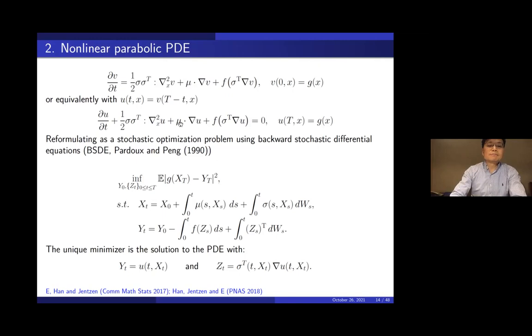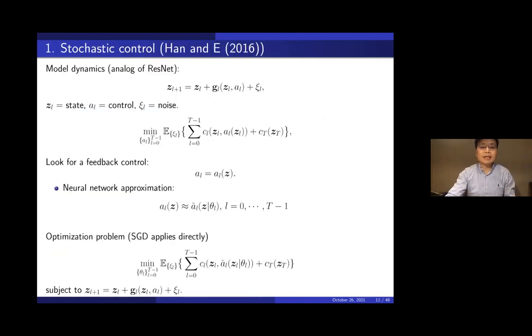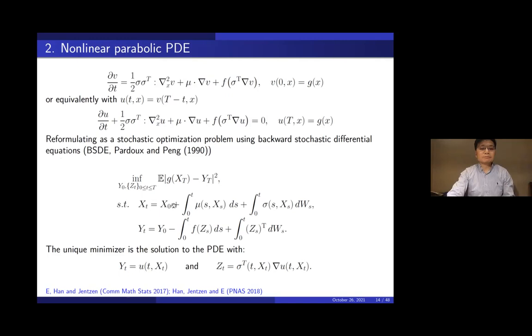Given the solution U of this PDE, the process Y is given by U evaluated at the process X. And the process X is the usual standard diffusion process. And the process Z is given by this. This guy is very much like the control. So, as I said, the PDE problem is turning into very much a stochastic control problem, minimizing some expectation subject to dynamical constraints. So we can apply the ideas in the previous slide and develop an algorithm for solving these kinds of PDEs. We call this the deep BSDE method.